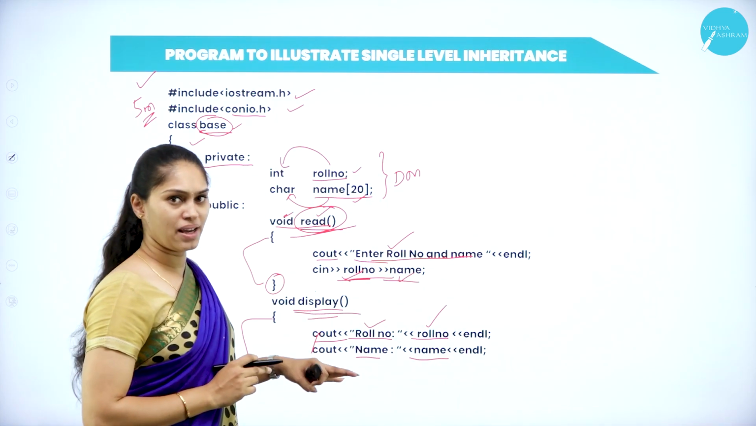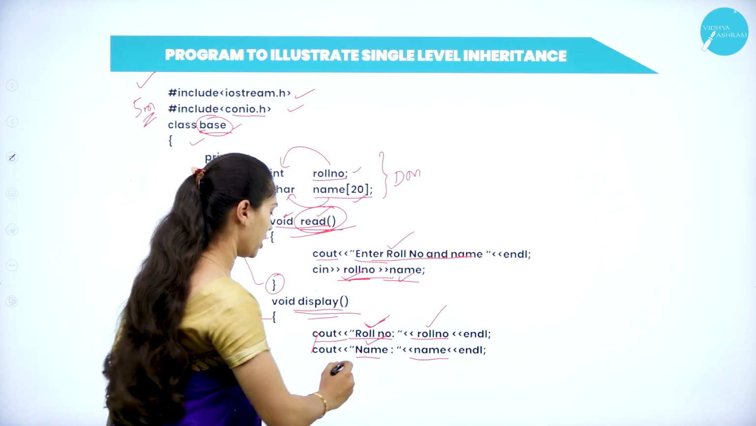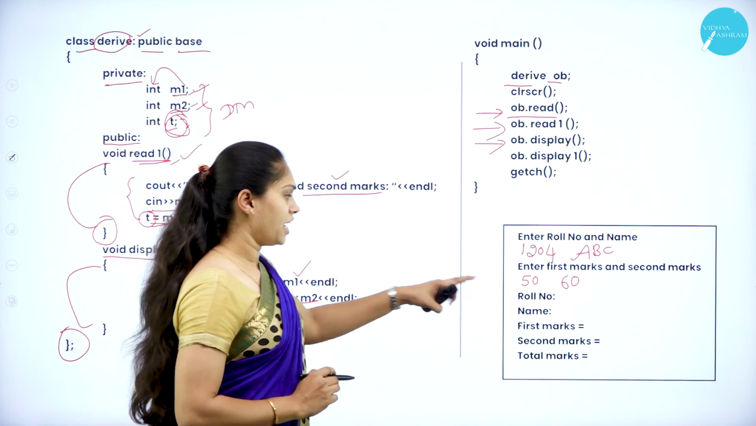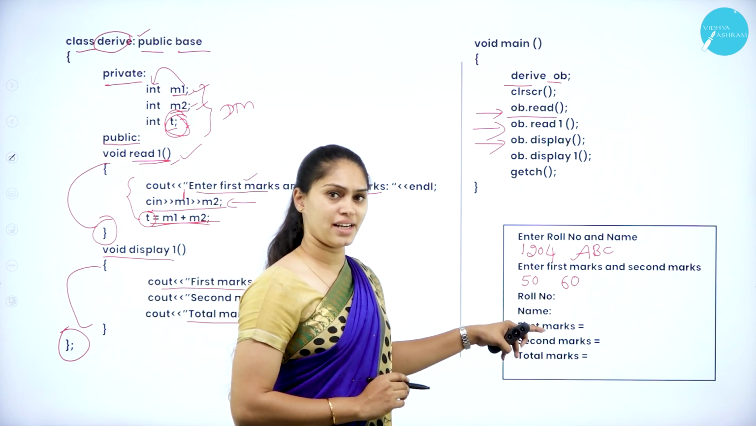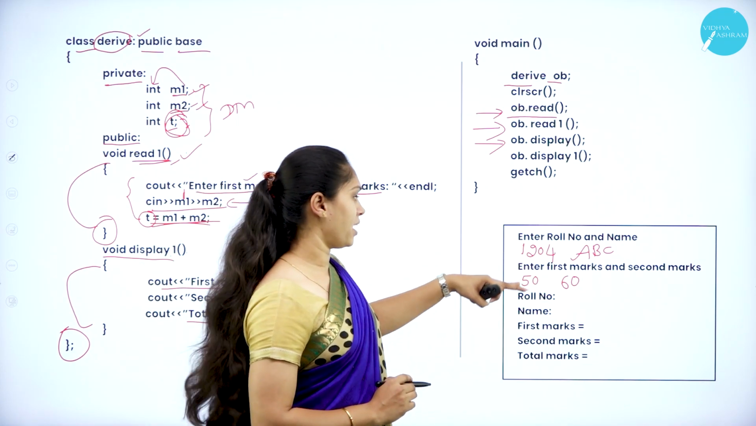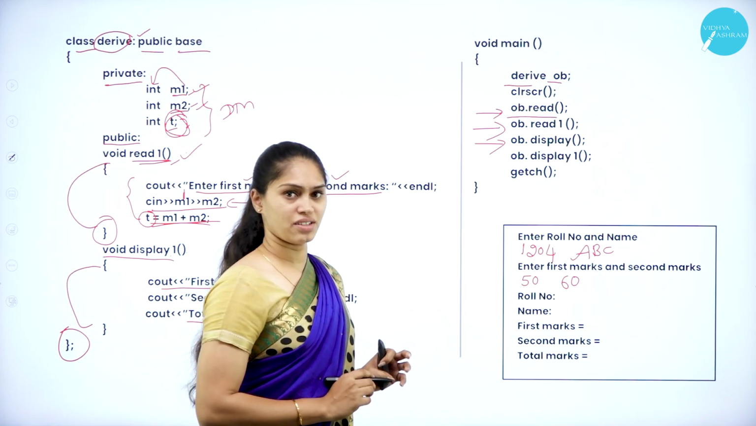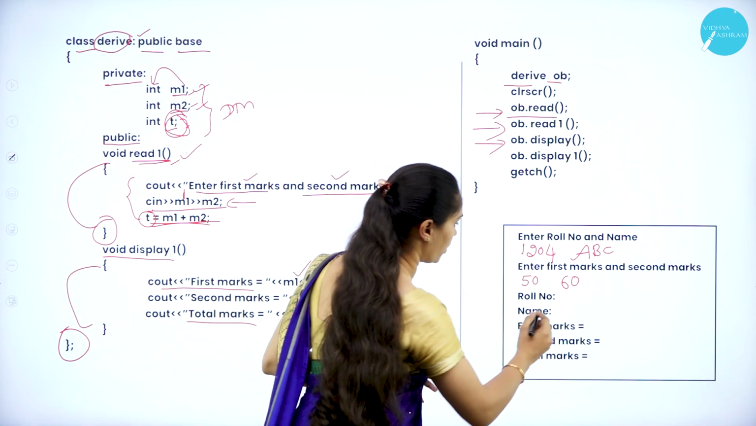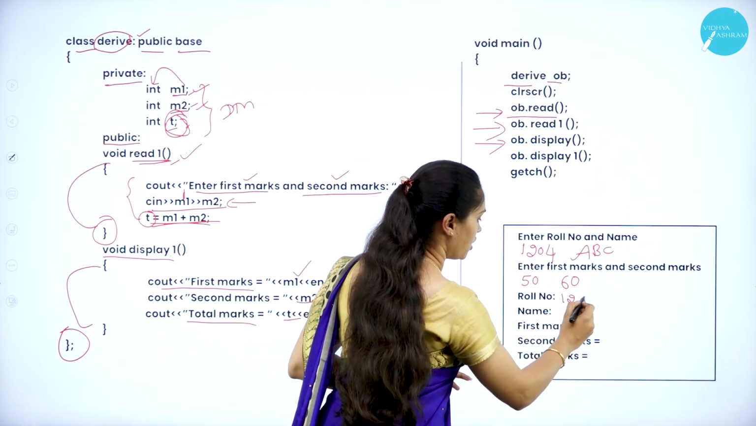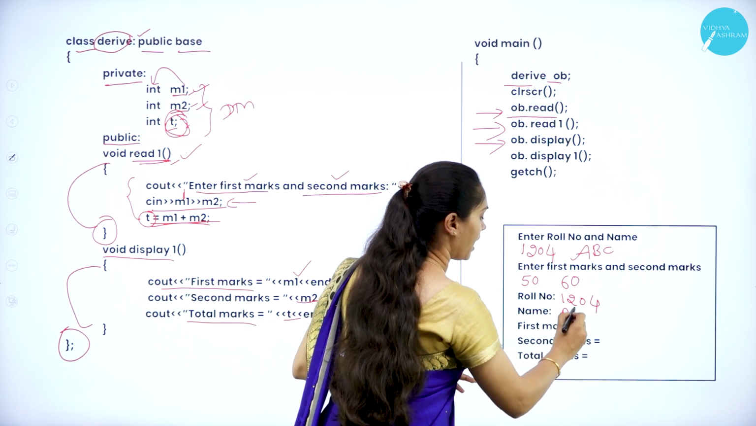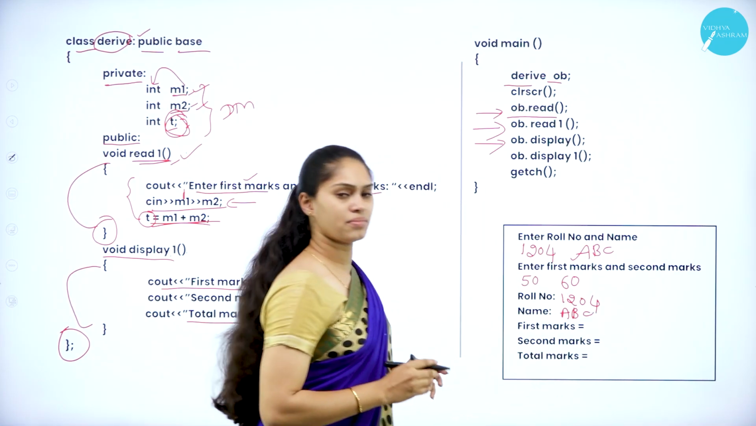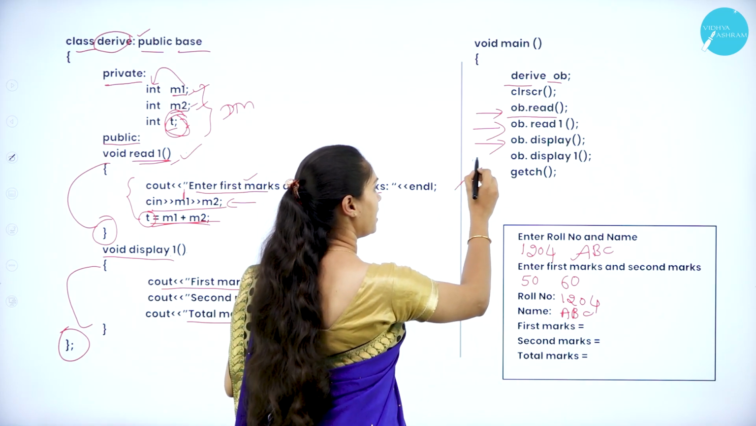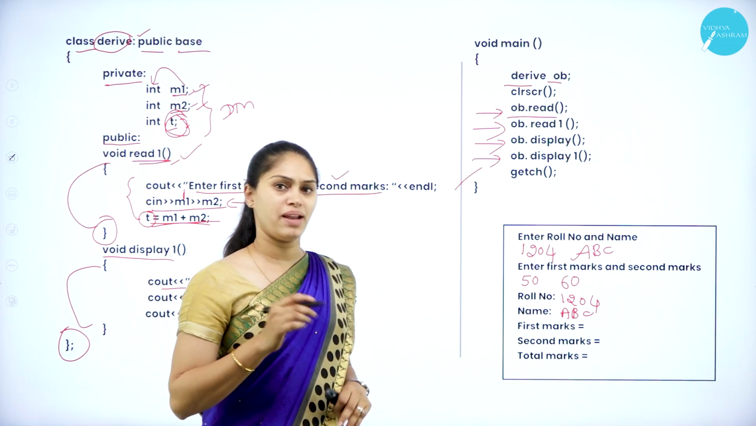What do I have in this display function? Here it is going to display the roll number and name. It is going to display the roll number and name which I have given by making use of the read function. Here it will display 1204 as the roll number and ABC as the name. I will come back to this line again, that is ob.display1.